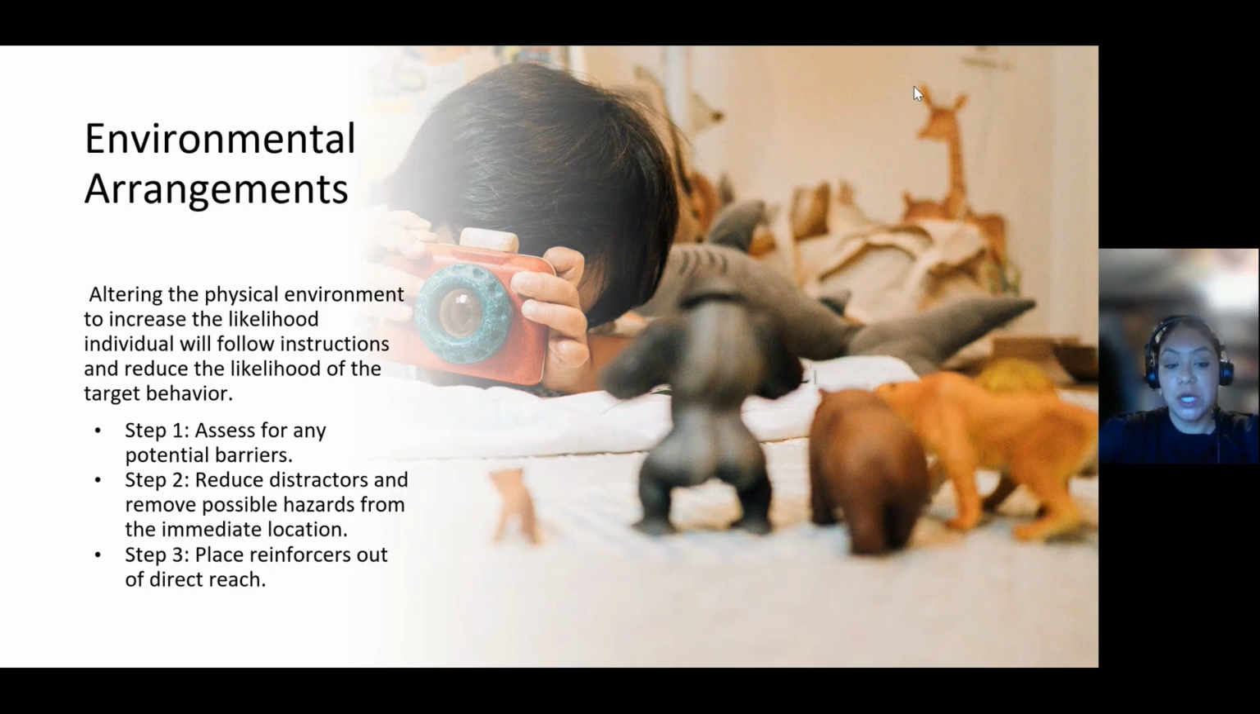From there, we try to brainstorm and talk about how can we reduce these distractors? Can we remove any possible hazards from the immediate location in the room? So if there is stuff all over the floor, that really creates a danger factor for slipping or tripping. So we'll try to create a plan for how we can reduce the likelihood of those things happening. And last but certainly not least, super important, we try to create a space for these rewards, these reinforcers that we've identified, to be out of the immediate reach of the individual.